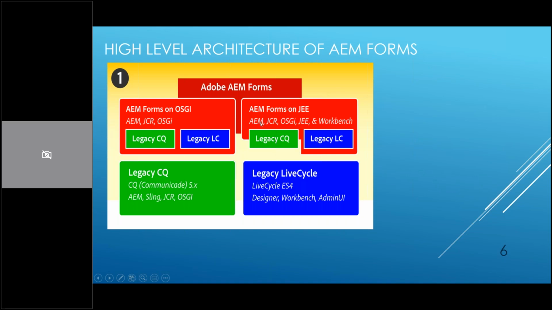If you look at the OSGI side, it does not have Workbench and Designer. If you install JE, you get all the features of JE plus OSGI, but on OSGI you can never get the features of JE. That is the major difference. JE has the capability to do more. What extra features do we get here, other than document security?